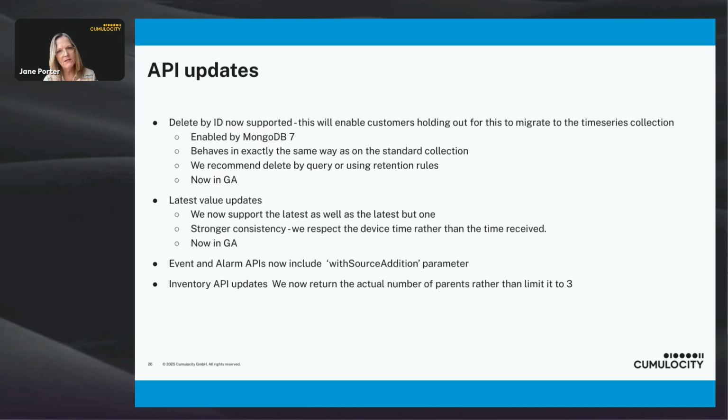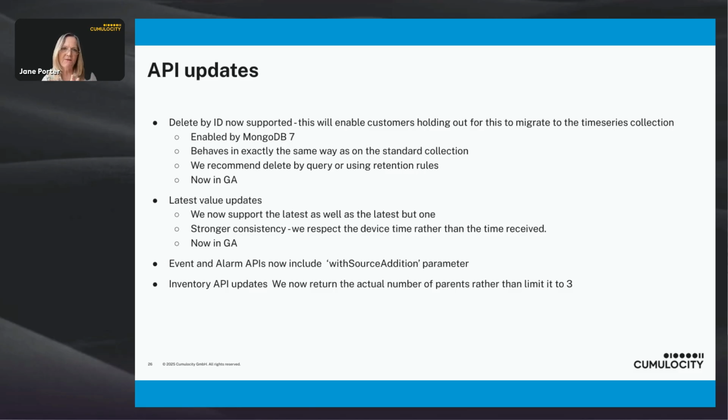We've made some updates to the latest value. We now support the latest but one, so you now get 2 values on the latest value. We've got stronger consistency, so that if your device is sending data slightly out of order, you don't end up not getting the latest value. So we respect that. Both of those are now GA. Both of those have been in public preview, so you are now good to go on both of those areas.